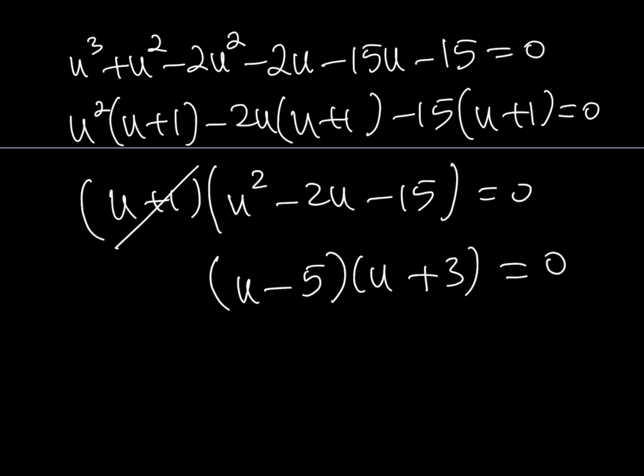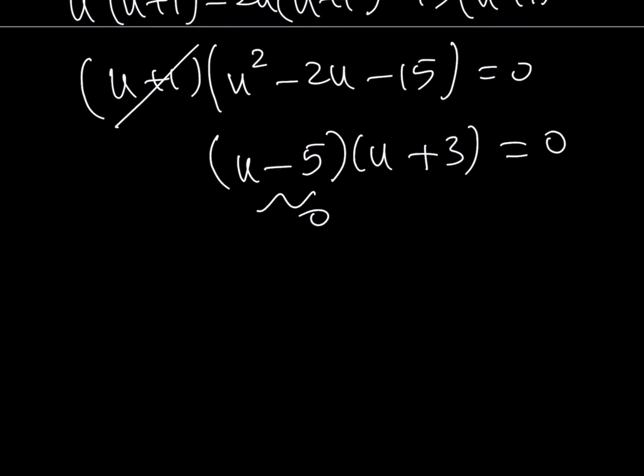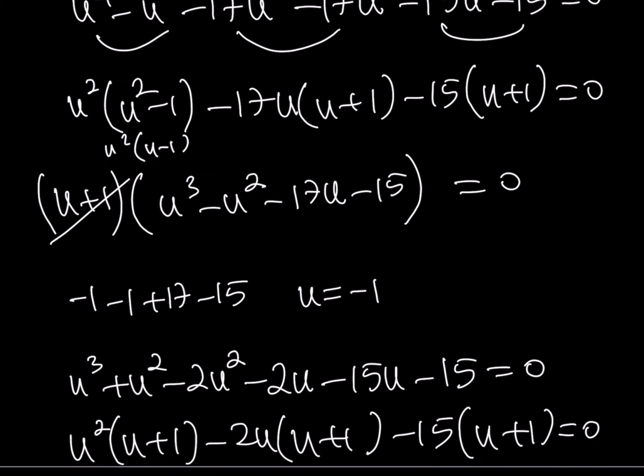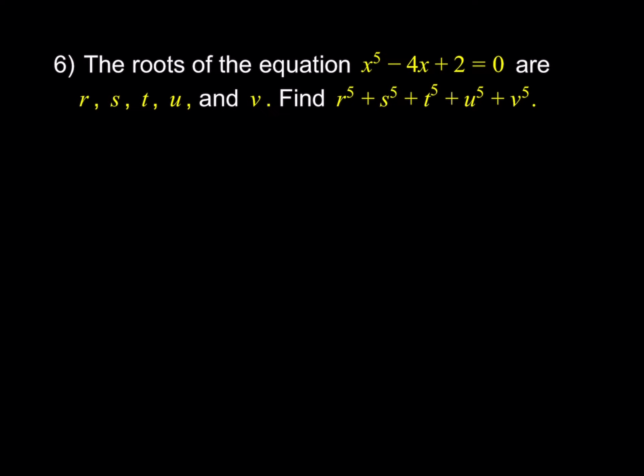is equal to 0. And from here, yay, I was successfully able to find u, which is the square root of x1 plus the square root of x2 plus the square root of x3, which is equal to 5. And that's our answer. All right, awesome. Let's go back to the last problem, which was number 6. Here we go. We're almost done, so just hang in there and stay tuned.